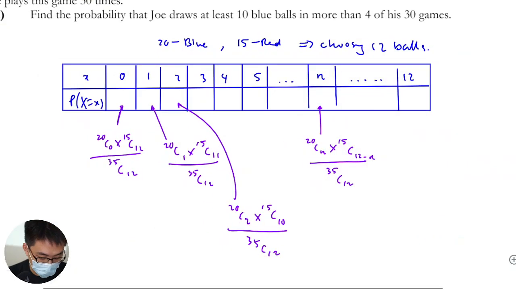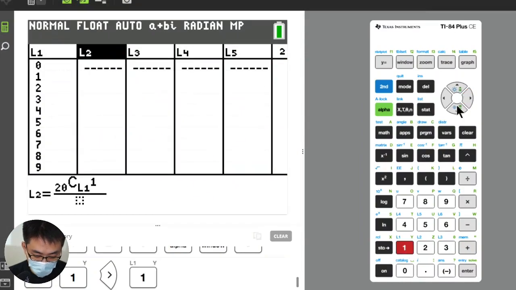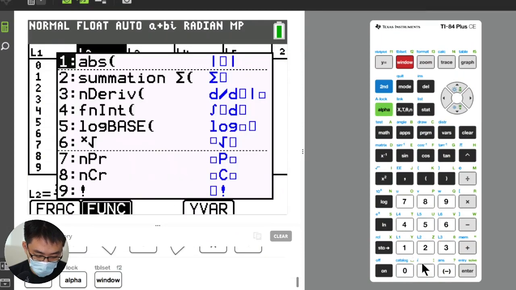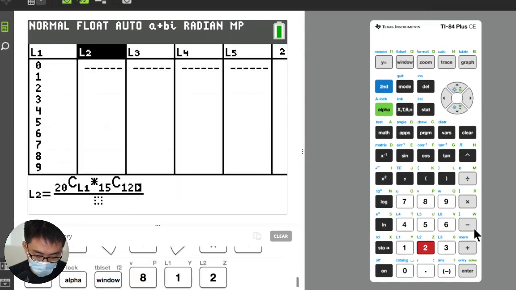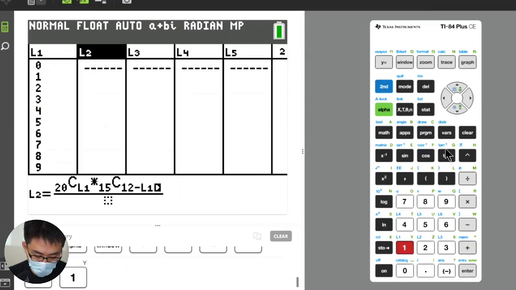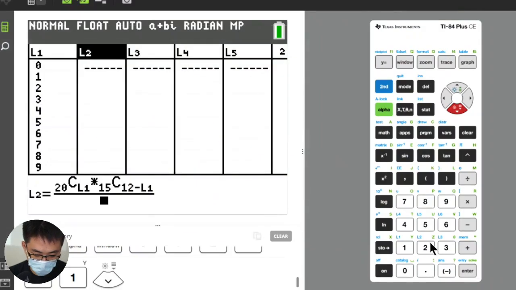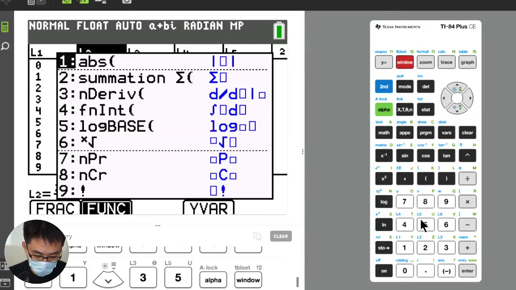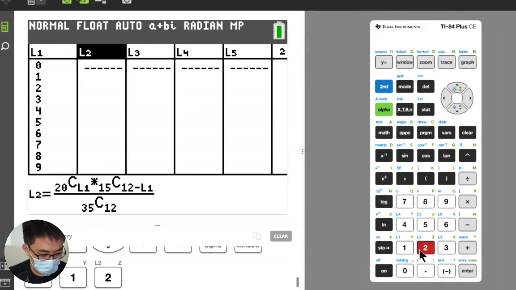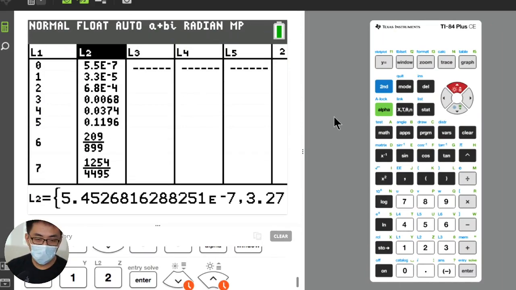Then multiply by 15 choose 12 minus L1, over 35 choose 12. Press enter.